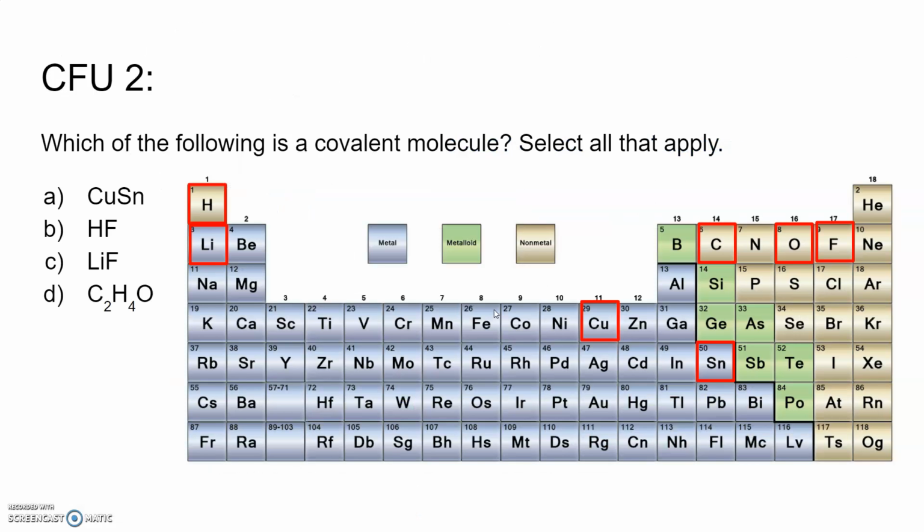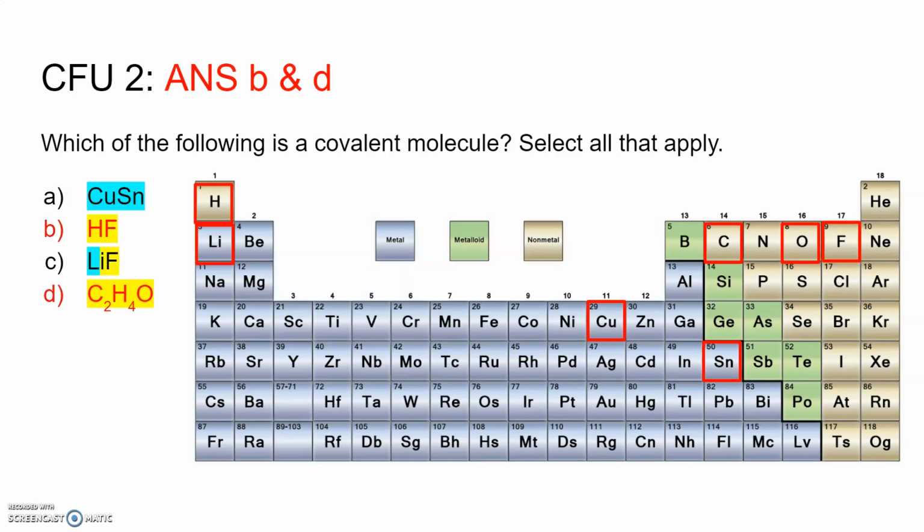So now that you've seen that, this next CFU does count. So which of the following is a covalent molecule? You're going to select all that apply. So you might need to pause the video just to check the answers and take your time with this. When you press play again, or after you've done the question, then the answer will be revealed. Okay, so the answer is choice B and D, and covalent molecules are made up of nonmetal atoms only, and that would correspond to choice B and D.